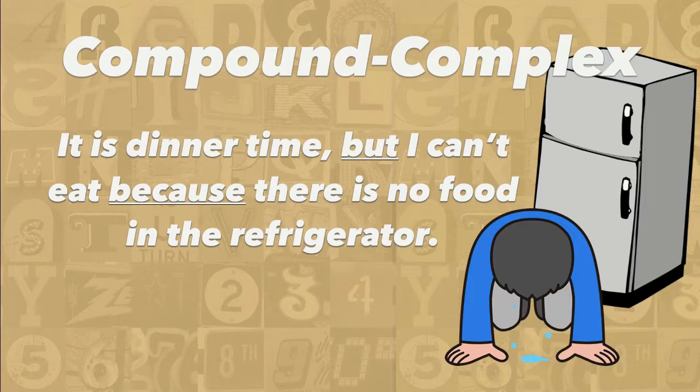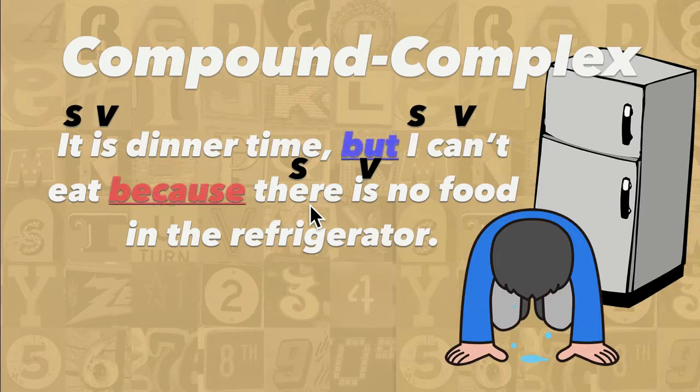it's dinner time, but I can't eat because there is no food in the refrigerator. It's dinner time, subject verb, but I can't eat, subject verb, because there is no food in the refrigerator, subject verb. So, it is dinner time is an independent clause. Here's our coordinating conjunction with another independent clause, and then our subordinating conjunction, which makes this a dependent clause. Independent, independent, dependent. Again, but is the coordinating conjunction, and because is the subordinating conjunction.